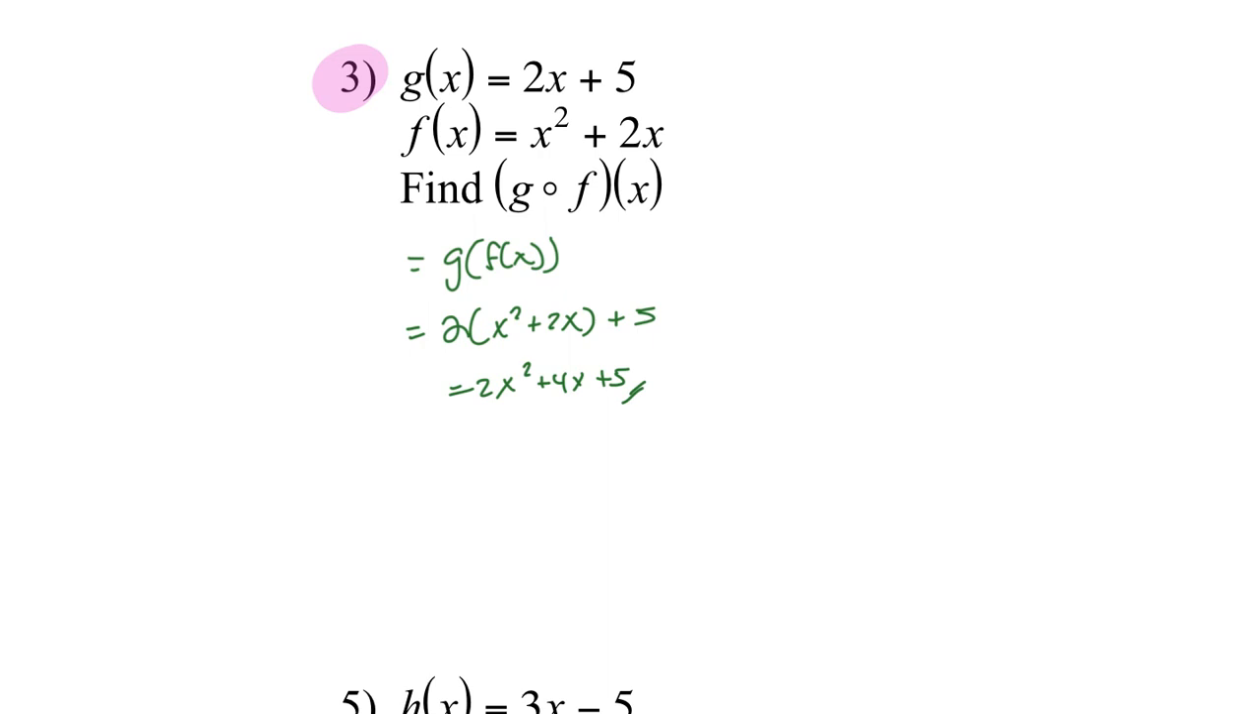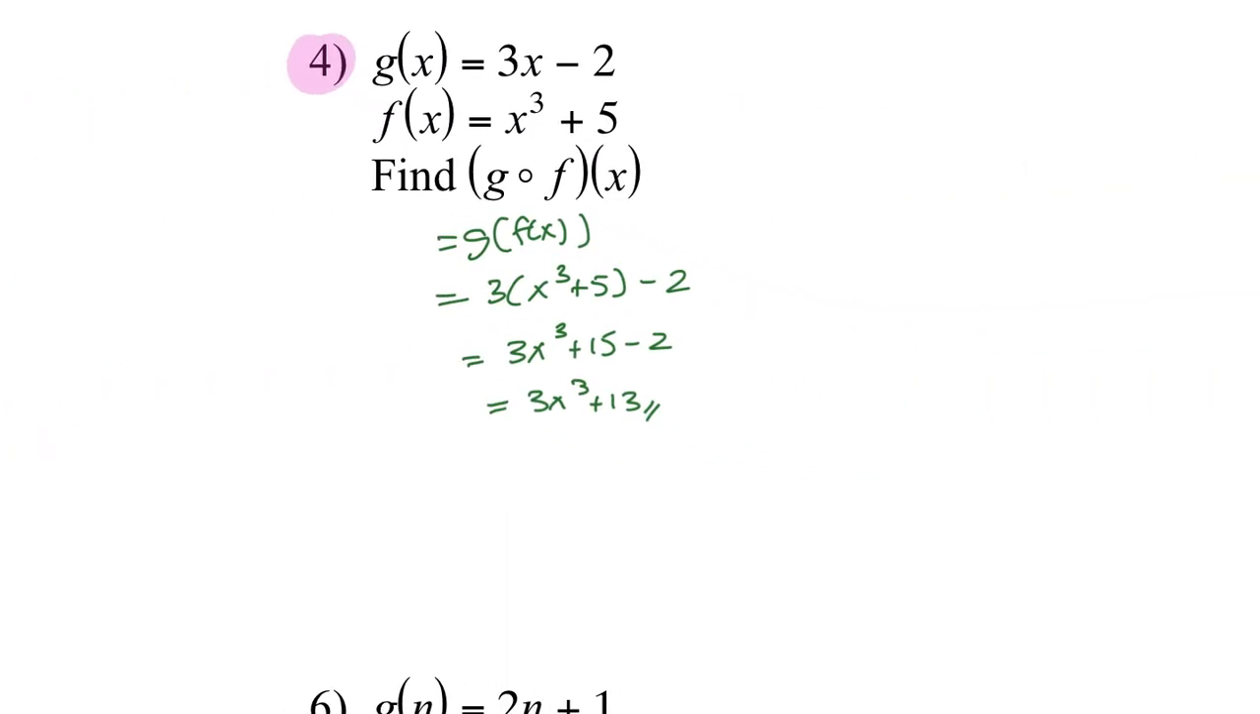On number 3, again, this is the same as g of f of x. So that means that on g, for every x, I'm going to substitute f. So I get the 2 from here. Then this x, I'm going to change it for this entire thing. So 2 times x squared plus 2x plus 5. I'm going to distribute the 2. So I got 2x squared plus 4x plus 5.